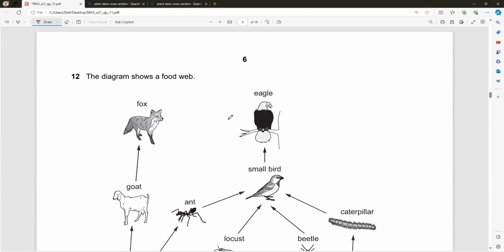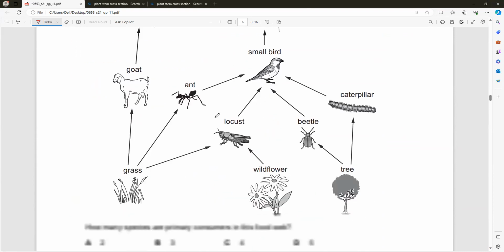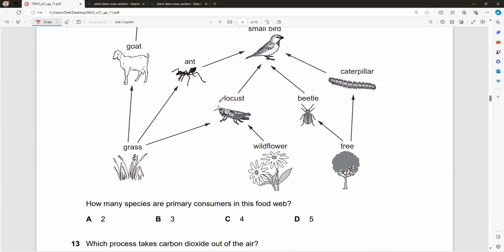Next, related to our environment. The diagram shows a food web. All of you observe the food web, everybody? Now, how many species are primary consumers in this food web? See, many of our environment questions we solved, but asking the count, till now there is no question.